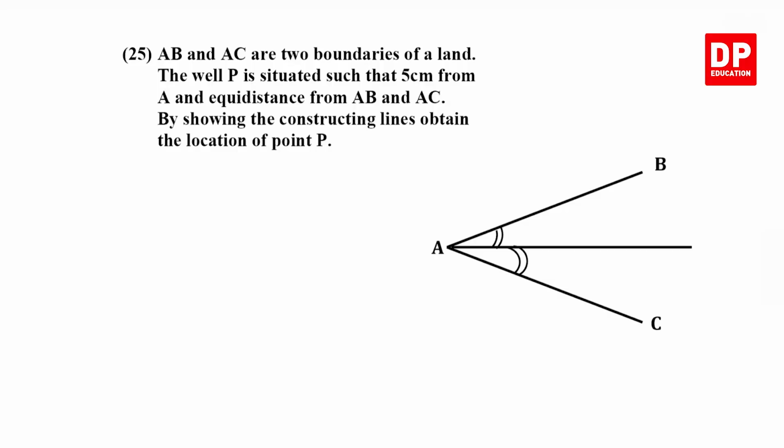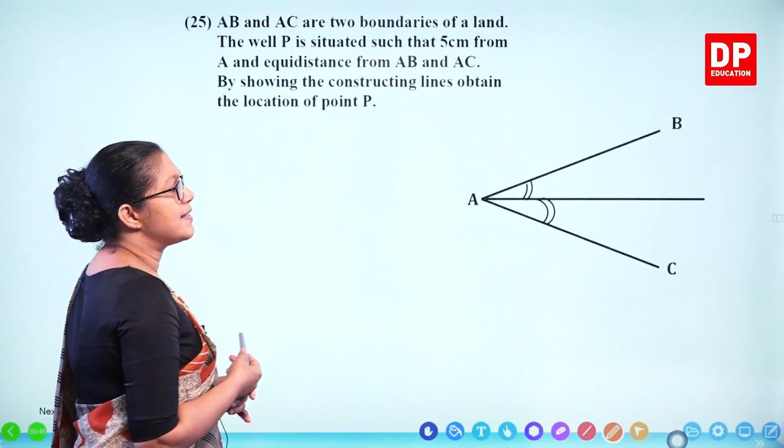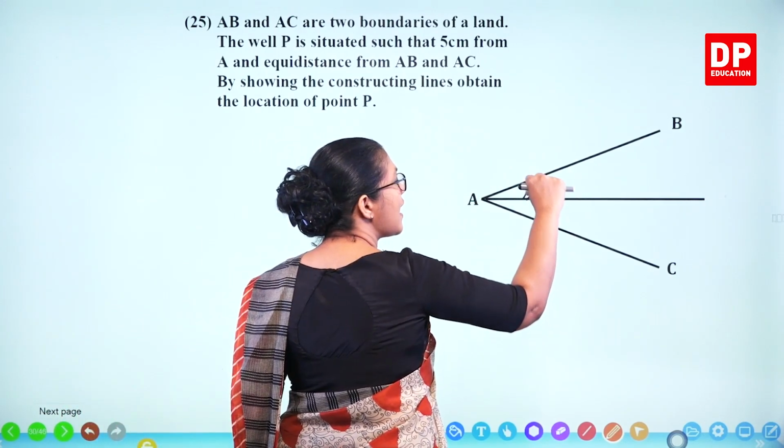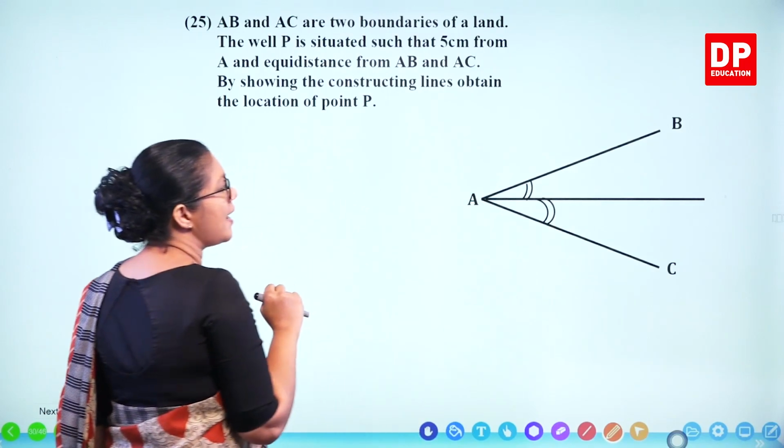Next question. This is the last question in part A. AB and AC are 2 boundaries of a land. The well P is situated 5 centimeters from A, equidistant from AB and AC. So what is equidistant from AB and AC? That's the angle bisector. So this angle is equal to this. So this means the equidistant line.